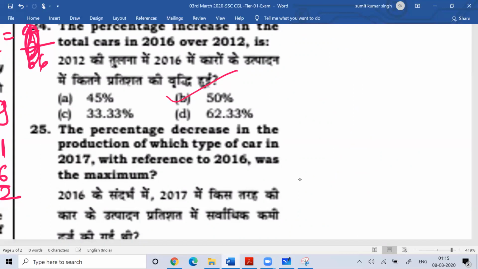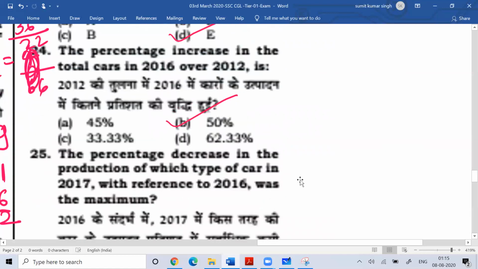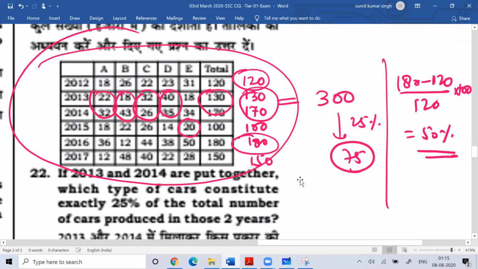Then next question: the percentage decrease in the production of which type of car in 17 with reference to 16 was maximum. So the difference of 17 with respect to 16 is maximum. You can see the difference. A is 24 decrease on 36. So 24 by 36 means 66.67%. A is 66.67%. So 36 becomes 12.